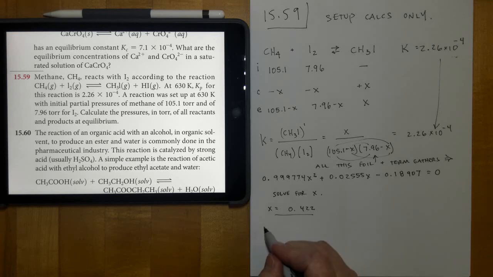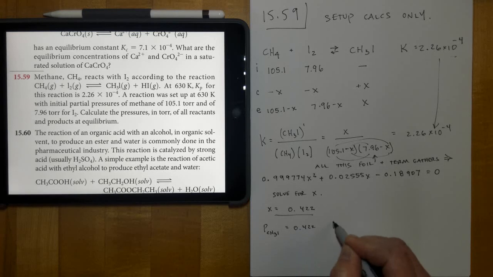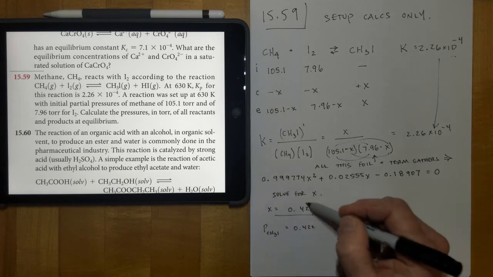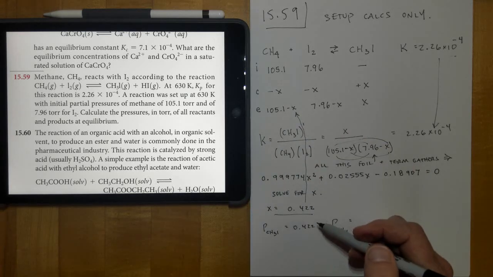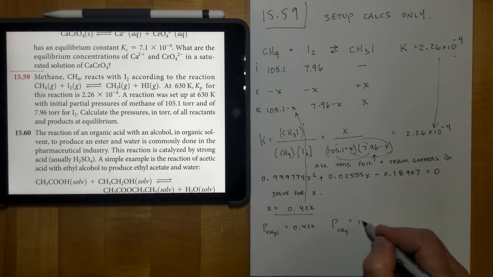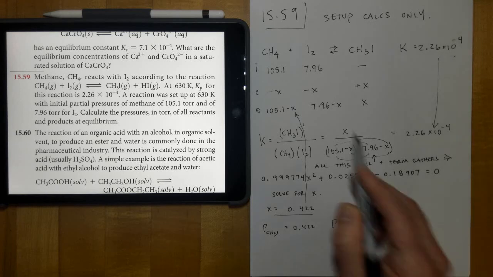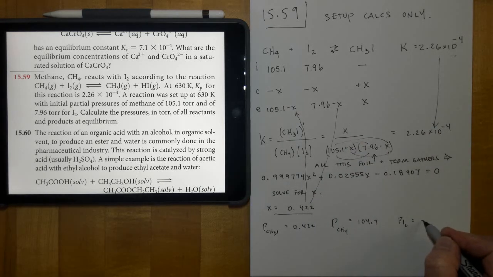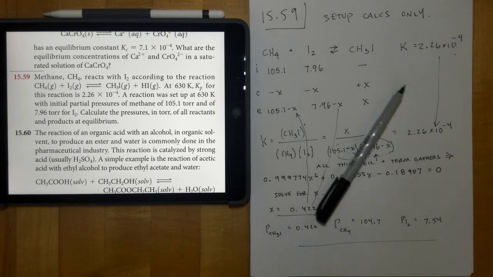And so then at equilibrium, the pressure of CH3I is going to equal X, which is 0.422. The pressure of the CH4 would be equal to 105.1 minus the 0.422, which would end up being 104.7, and the pressure of the iodine at the end would be the 7.96 minus this 0.422, which is 7.54 torr. That's everything with a quadratic equation.